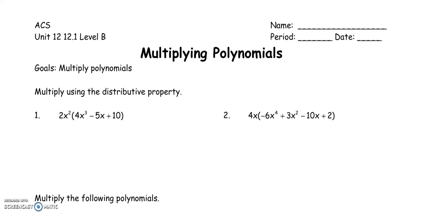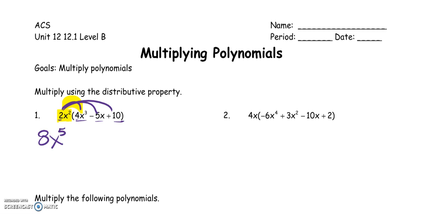So the first thing we're going to do is take this 2x squared and distribute it to everything inside the parentheses. This is a trinomial because there's three terms, and you have to multiply this 2x squared to everything. Now you multiply the numbers in front. So 2 times 4, which is 8. You have x's. You have 2 here and you have 3 here. So all you have to do is add them together. So that's x to the 5th.